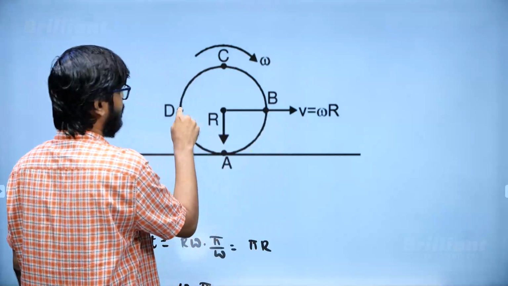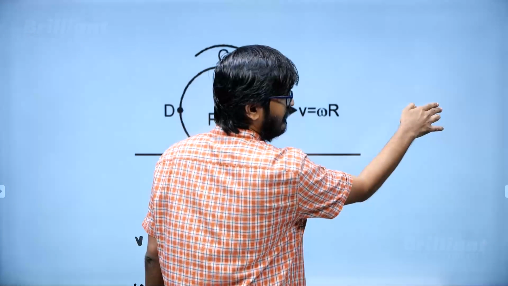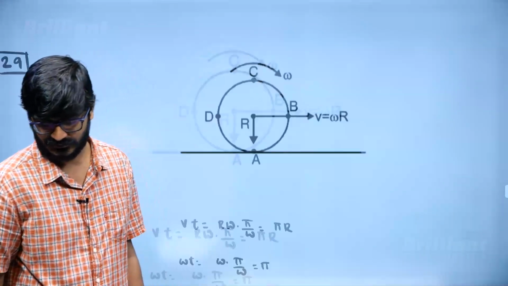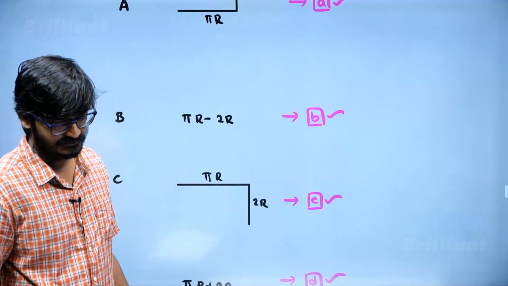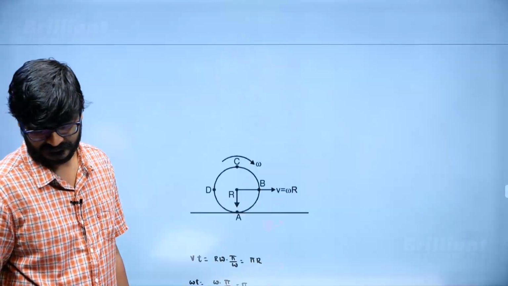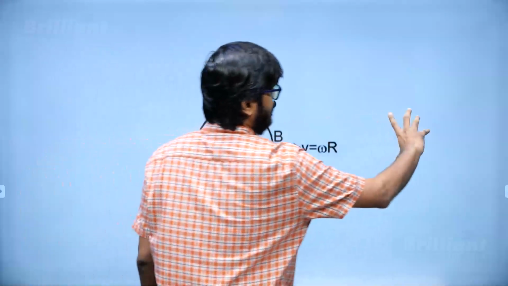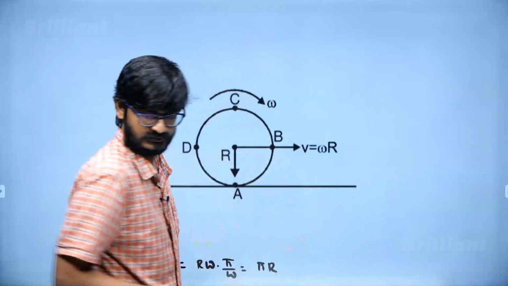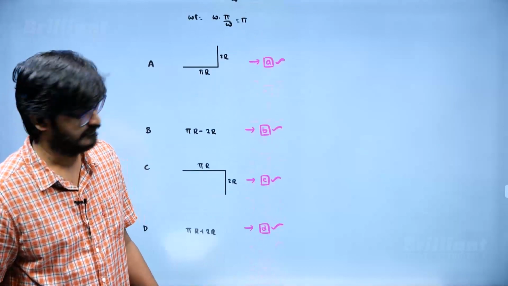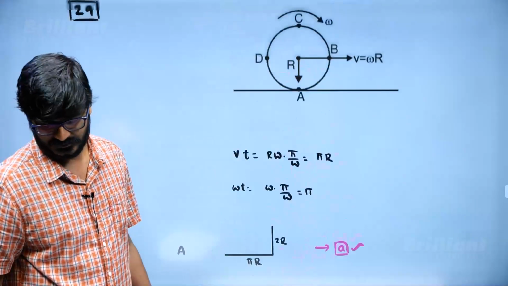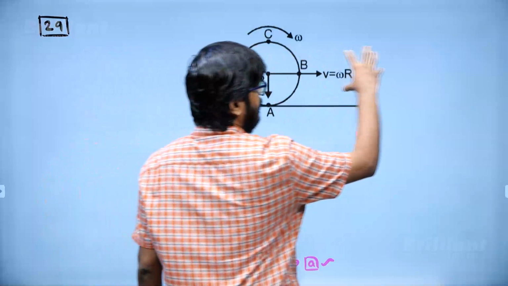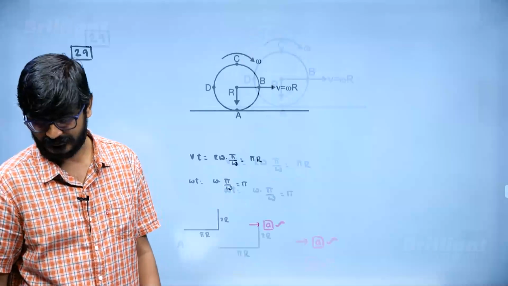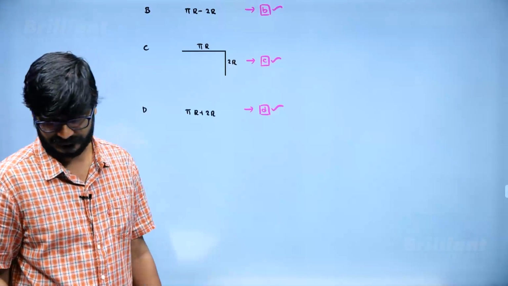This B will come here, right? So pi r in the forward direction and 2r in the backward direction, so pi r minus 2r for B. And what about for C? For C again, due to motion of center of mass pi r, due to rotation about center of mass 2r, pi r and 2r, which will be same as A in magnitude: pi r and 2r. Now what about D? Pi r and due to rotation 2r in the forward direction, so pi r plus 2r, right?